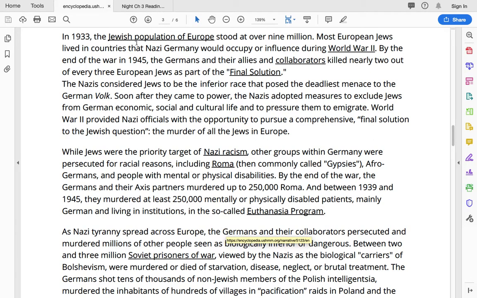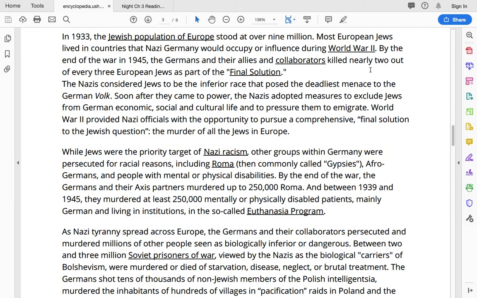In 1933, the Jewish population of Europe stood at over 9 million. Most European Jews lived in countries that Nazi Germany would occupy or influence during World War II. By the end of the war in 1945, the Germans and their allies and collaborators had killed nearly 2 out of every 3 European Jews as part of the Final Solution. The Nazis considered Jews to be an inferior race and the deadliest menace to the German folk. Soon after they came to power, the Nazis adopted measures to exclude Jews from German economic, social, and cultural life, and to pressure them to emigrate.